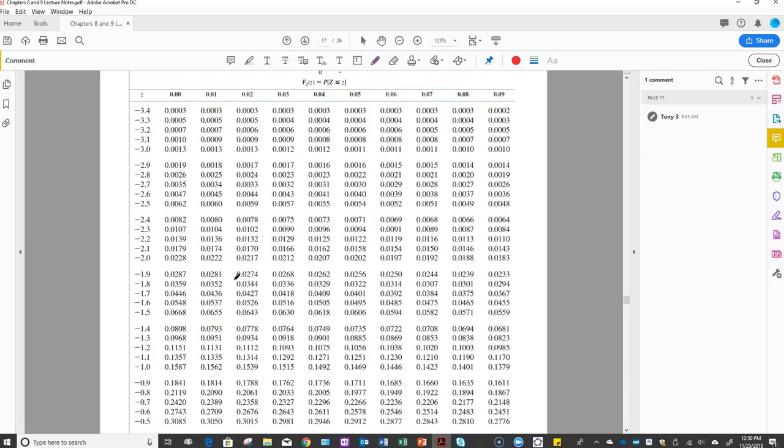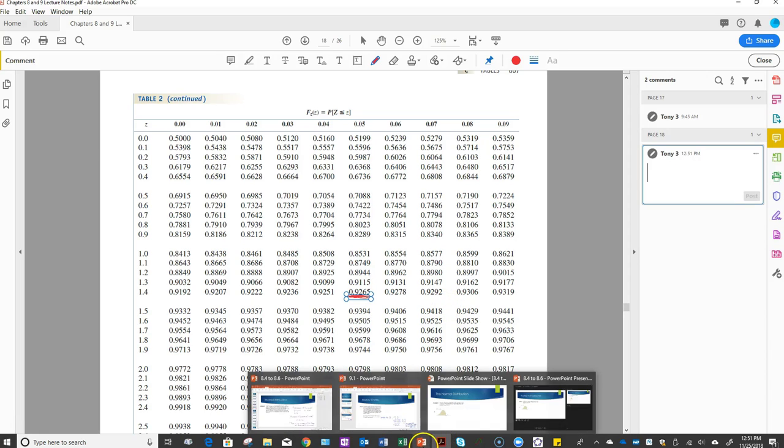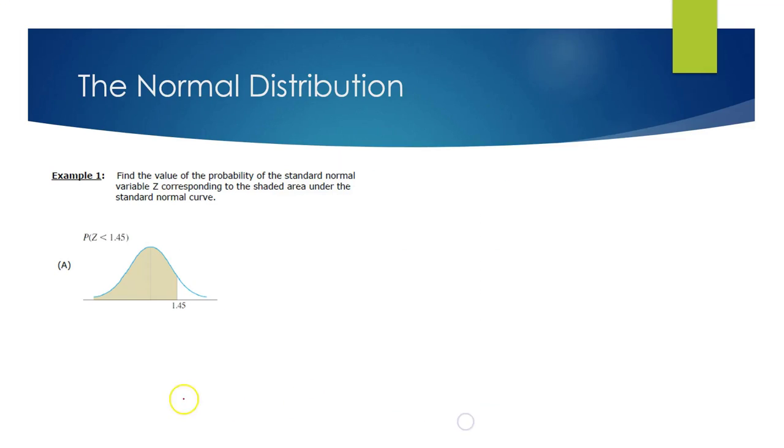And so if I come down to this, 1.45, I'm going to come to the 1.4 row here. This is 1.40, 1.41, 1.42, 1.43, 1.44, 1.45. So this is the value I'm going to use as my probability. So the probability that z is less than 1.45, going back to the slide now, is going to be 0.9625 I found on the table. So that's pretty straightforward.